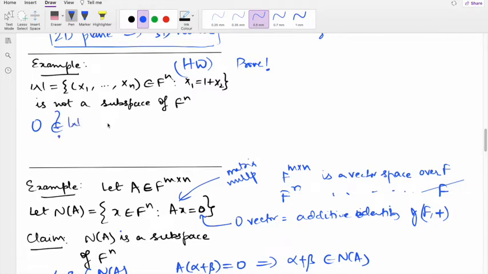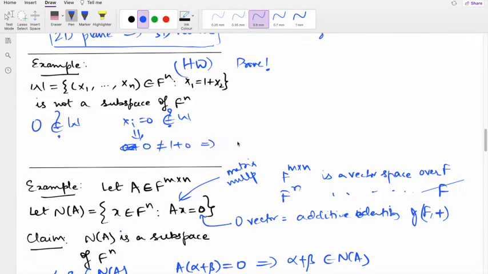So if you think about it, what are we saying? We're saying that each xi should be zero, right? Is such a vector belonging to W or not? But W contains only those vectors which have this property that x1 should be equal to 1 plus x2, right? In this case, the zero vector will not satisfy this condition, right? 0 is not equal to 1 plus 0.